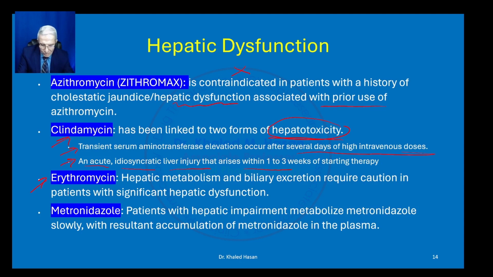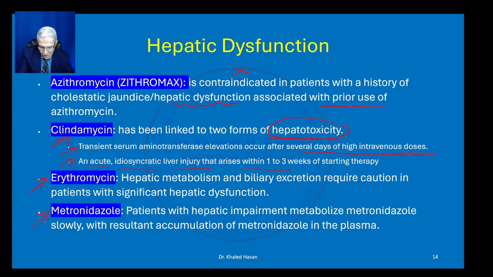Azithromycin is metabolized by the liver with biliary excretion, and requires caution in patients with significant renal dysfunction due to the accumulation of erythromycin. So erythromycin and other medications need dose adjustment in these patients.